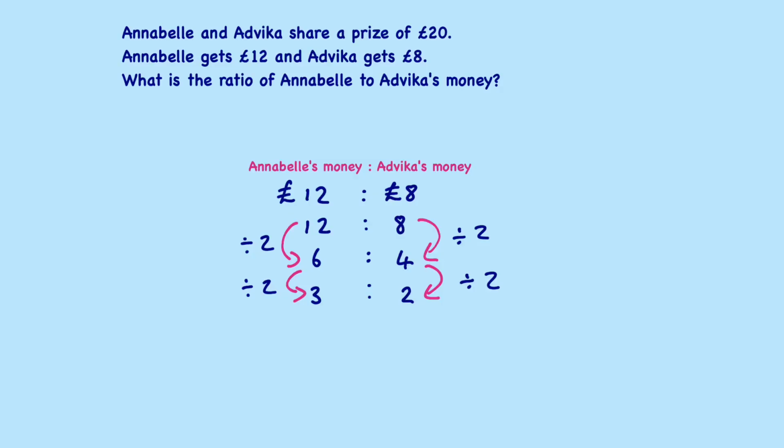However, in a similar manner as fractions, we can simplify the ratios in steps. So we can divide by 2 and divide by 2 again, or we can divide by one number. So we find the biggest number, the biggest factor that will divide into 12 and the 8. So what we could have done is we could have divided straight away by 4, which was the biggest factor of both these two numbers, 12 and 8. And that would have given us the same answer, 3 to 2. So this is the ratio of Annabelle to Advika's money in the simplest form as possible.